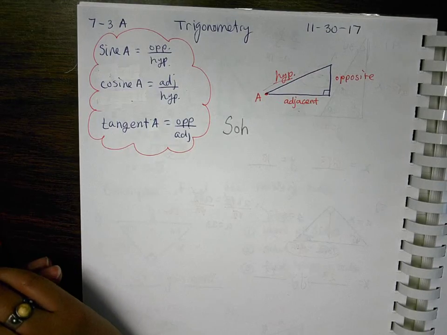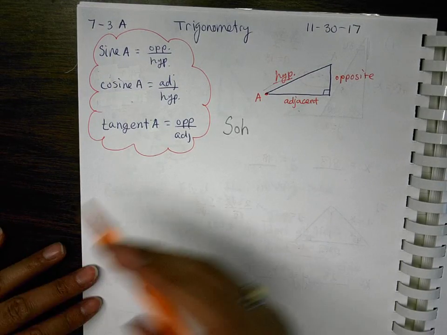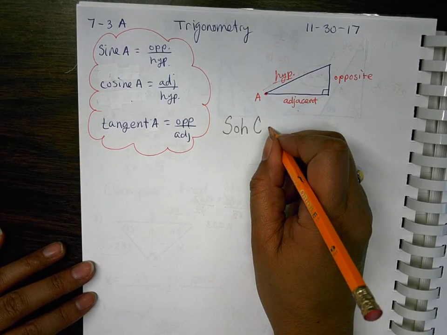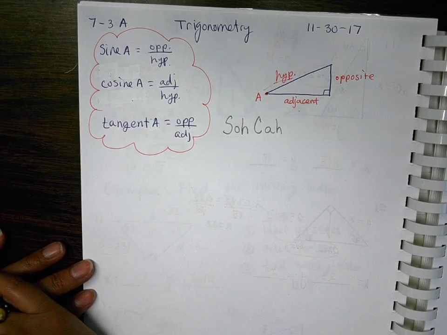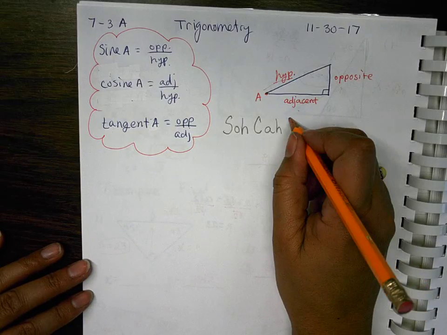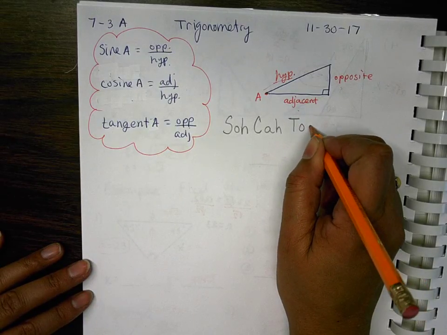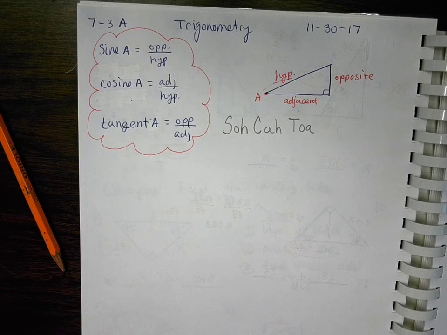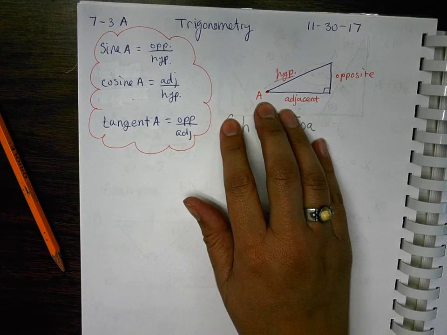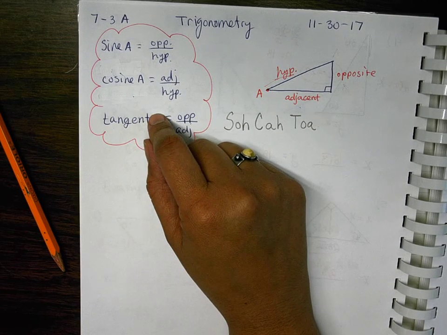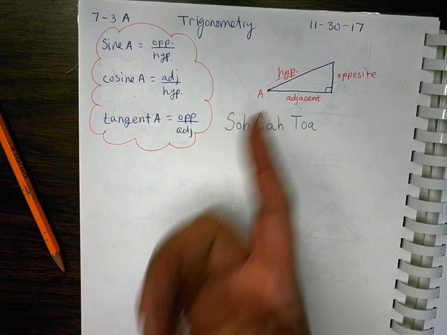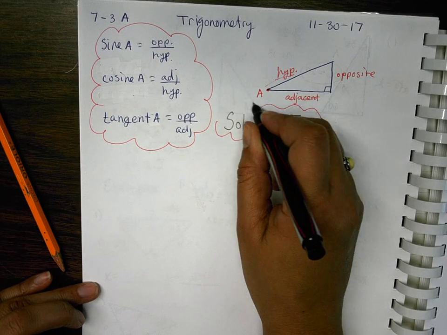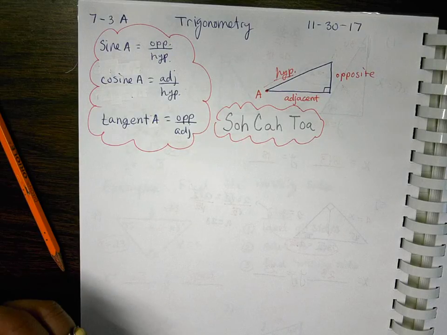Uppercase S and then lowercase O, H, uppercase C, lowercase A, H, SOH-CAH, and then uppercase T and lowercase O, A. SOH-CAH-TOA. Now, when I learned this back in high school, I never learned it with SOH-CAH-TOA. I just flat out memorized this and used it, and I was good. But they have this cute little acronym now, SOH-CAH-TOA.